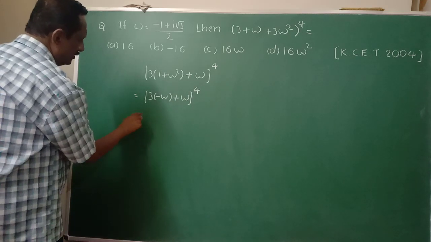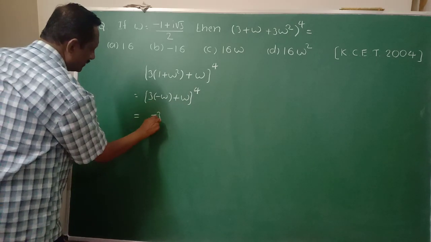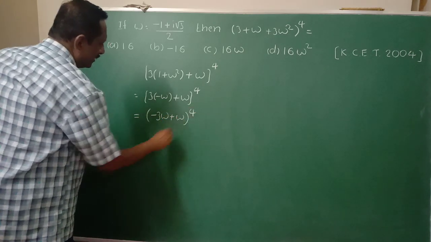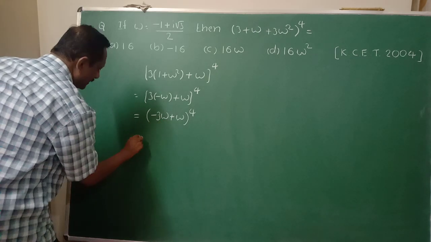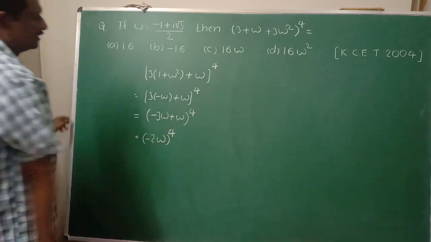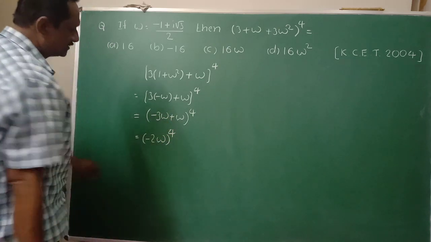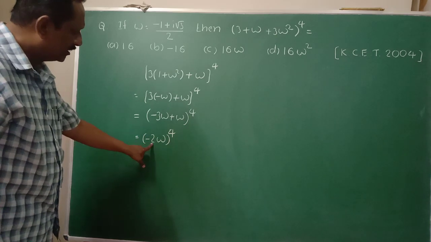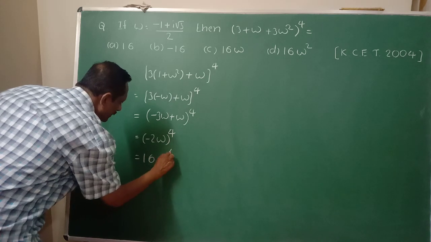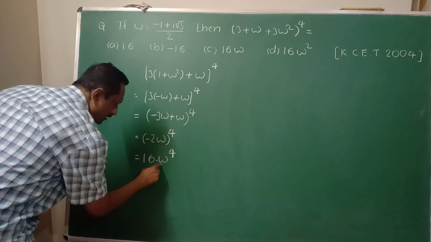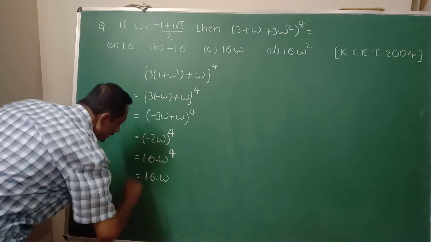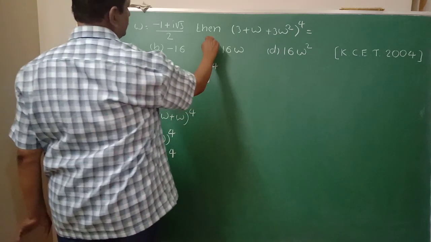Then this is equal to, here it is minus 3 omega. Minus 3 omega plus omega raised to 4. Minus 3 omega plus omega is minus 2 omega, minus 2 omega raised to 4. Then minus becomes plus because 4 is an even number. 2 raised to 4 is 16, so 16 omega raised to 4. And omega raised to 4 value is omega, so 16 into omega. Therefore 16 omega, C is the answer.